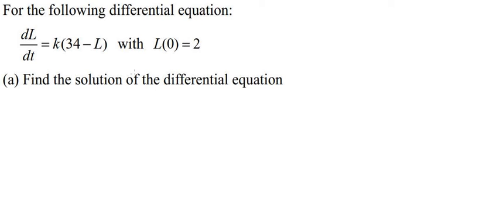The topic today is about differential equations. So now I will show you how to answer. So we have L and T, that means K is about the constant. So we put dt to the right, 34 minus L to the left.